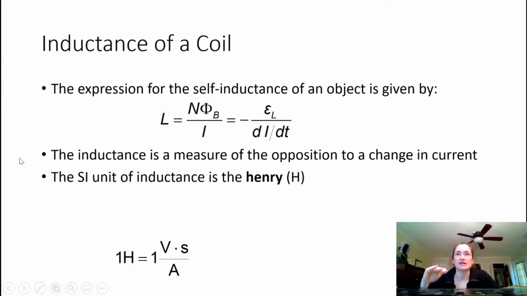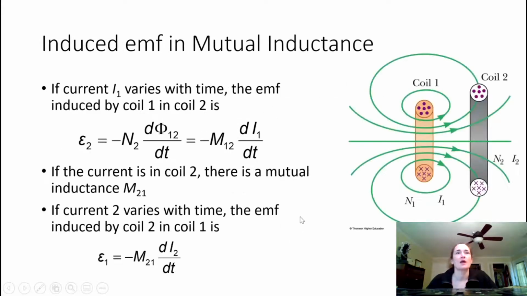If you have a self-inductance for an object, you can solve for that using this equation. The self-inductance L is equal to N times phi B over I, where N is the number of turns, phi B is the magnetic flux, and I is the current. And the SI unit of inductance is the Henry. So if you buy inductors, then that will be the units that they're given in their strength in. And of course, mutual inductance, I talked about that.